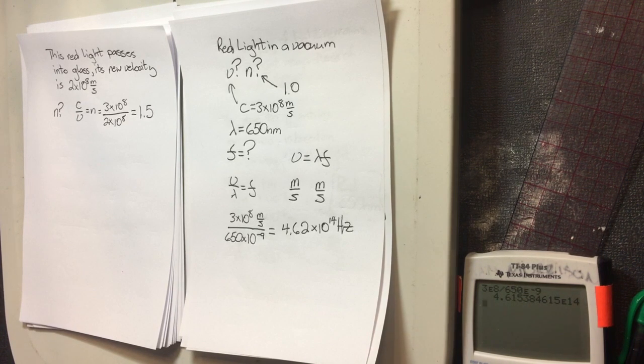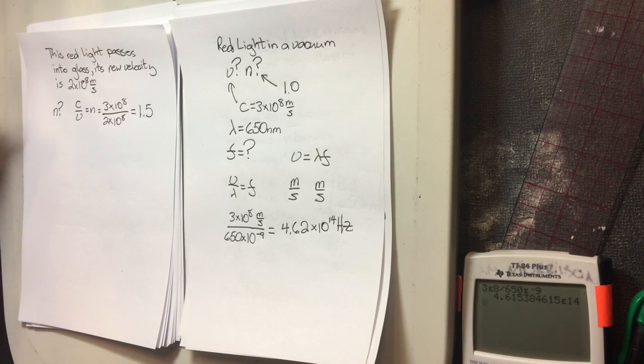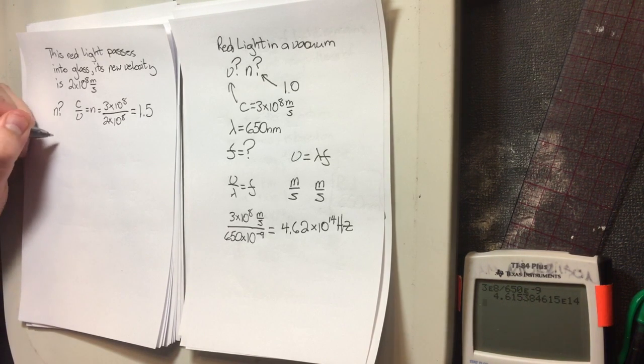So what are the units of an index of refraction? Nothing. There are no units. You've got velocity over velocity, which means there's nothing. Next.